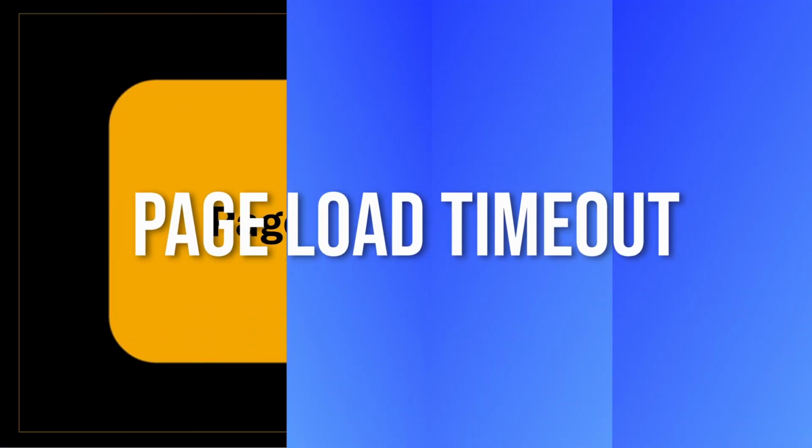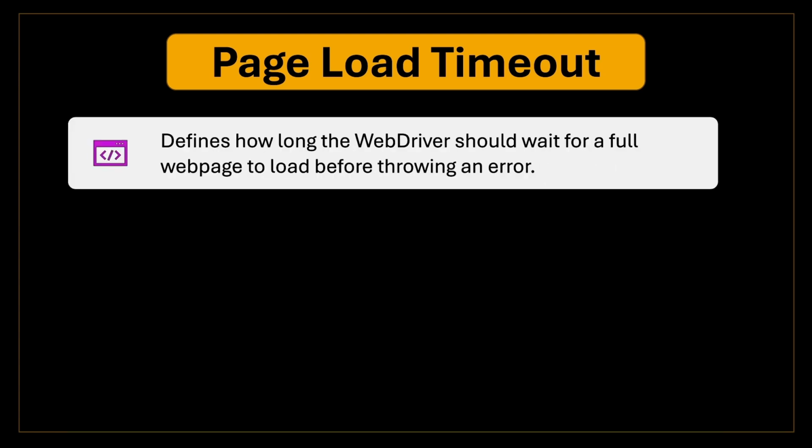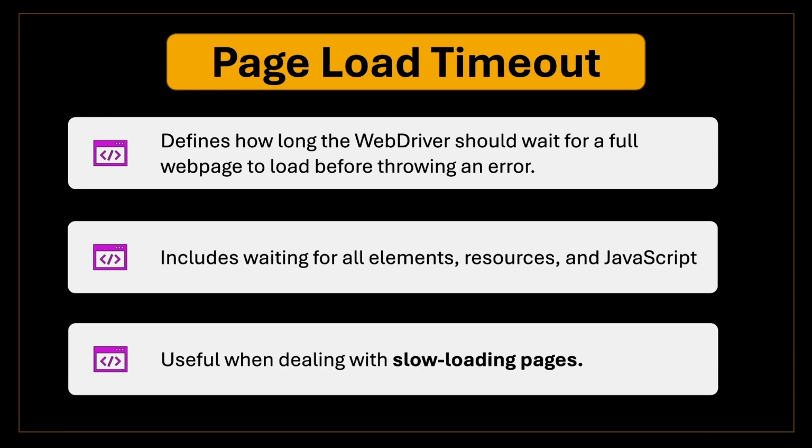In addition to our scope, I would like to discuss page load timeout in Selenium. This method in Selenium is specifically used to set a maximum time limit for loading a web page. This is different from other wait strategies, which control waiting for an individual element rather than the entire page. So basically it defines how long the WebDriver should wait for a full web page to load before throwing an exception. This includes waiting for all elements, resources, and JavaScript on the page to load completely. This method is especially useful when dealing with slow loading pages. Let me show you how to declare and use it.